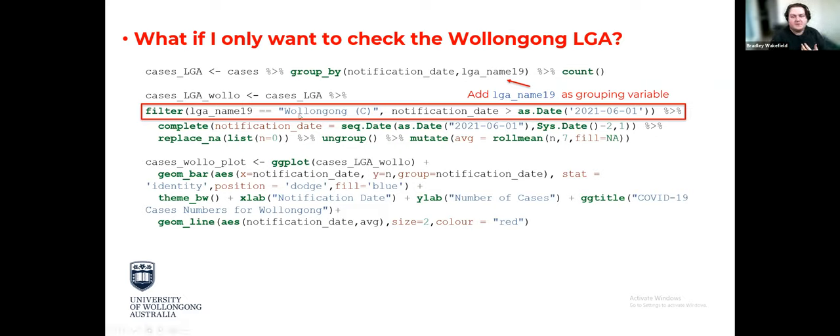all you have to do is change this filter argument here. And the other thing I'm going to do is I'm only going to look at cases after the 1st of June this year, because we didn't have many cases before then. So I think it's more interesting to focus on the second wave where we got quite a few cases. I do the same thing as I did before. I complete my data set with notification dates now going from the 1st of June 2021 till 2 days ago. And I'm going to make sure that any days that we didn't have any rows originally, I'm going to make them zero. And I'm going to, again, add my average, my rolling mean.